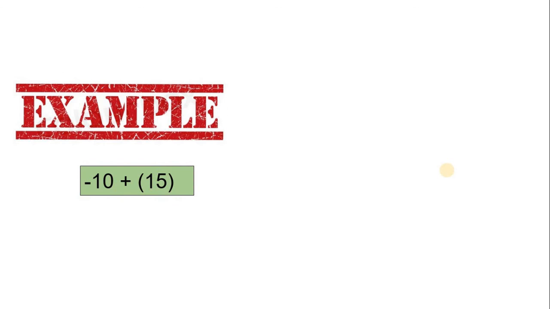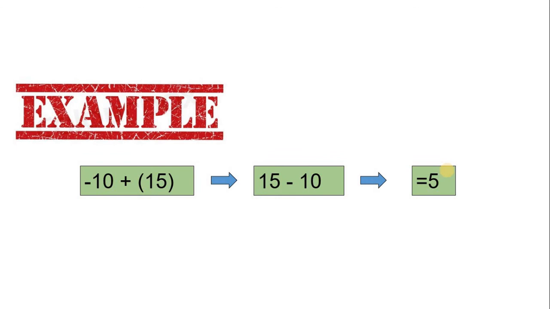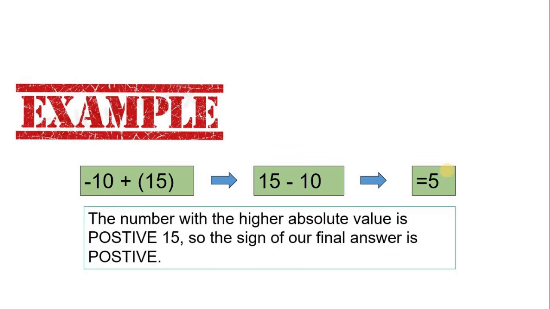So, in our example, we have negative 10 plus 15. So, we're going to pretend the signs are not there, and then we're going to subtract the smaller number from the larger number. So, here, our smaller number is 10. So, subtract natin siya kay 15. So, it will become 15 minus 10. So, the answer is 5. And then, the sign of the number with the higher absolute value is positive. So, that's why our answer is positive. Okay? So, that's how we add integers with unlike sign.